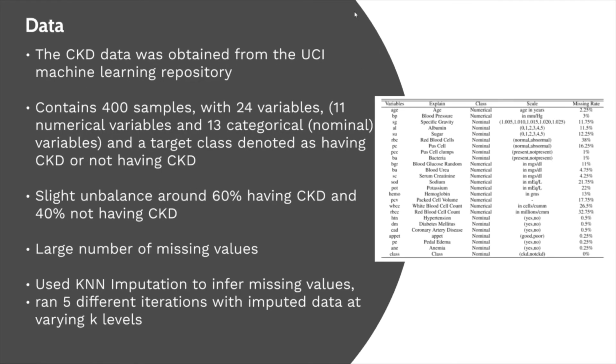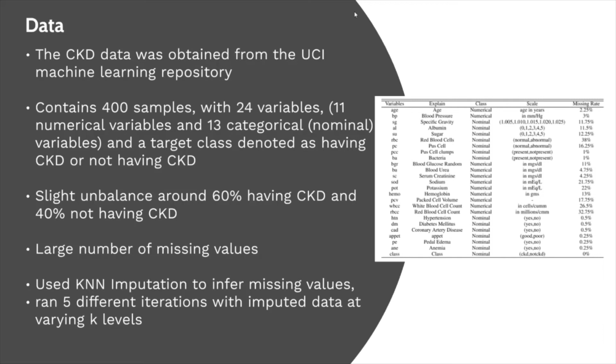The data that was used in the study was retrieved from the UCI Machine Learning Repository. The data set is composed of 400 samples that contain 24 predictive features, 11 numerical and 13 categorical variables, and a target class denoted as having and not having chronic kidney disease. In order to standardize the data, all categorical variables were numerically encoded. The data is slightly imbalanced, where approximately 60% of the samples had CKD and 40% did not have CKD.